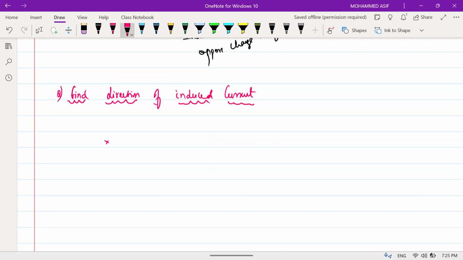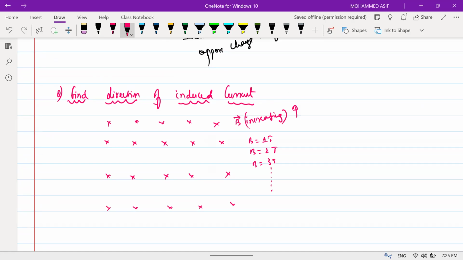There is a magnetic field like this. This cross represents that the magnetic field is into the paper. So cross means magnetic field is into the paper. And it is increasing, representing with an arrow mark. Let's say B equals 1 Tesla, then B equals 2 Tesla, then B equals 3 Tesla. Like that, it keeps increasing. Am I clear?